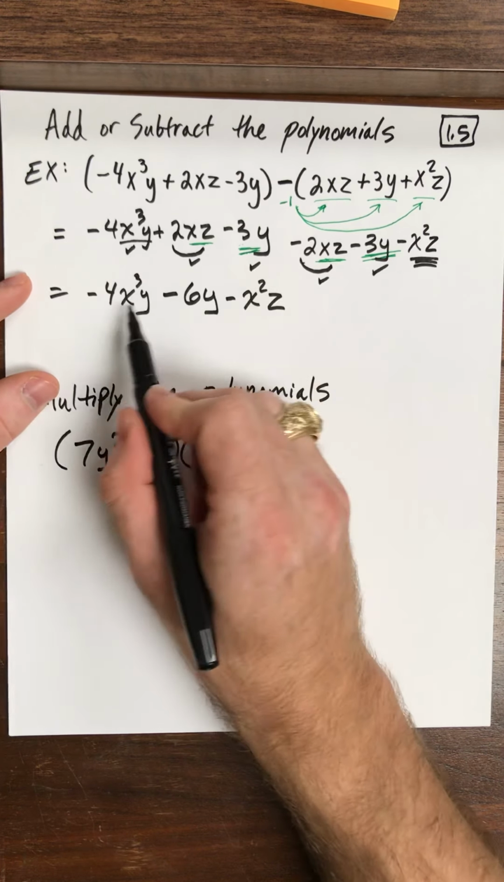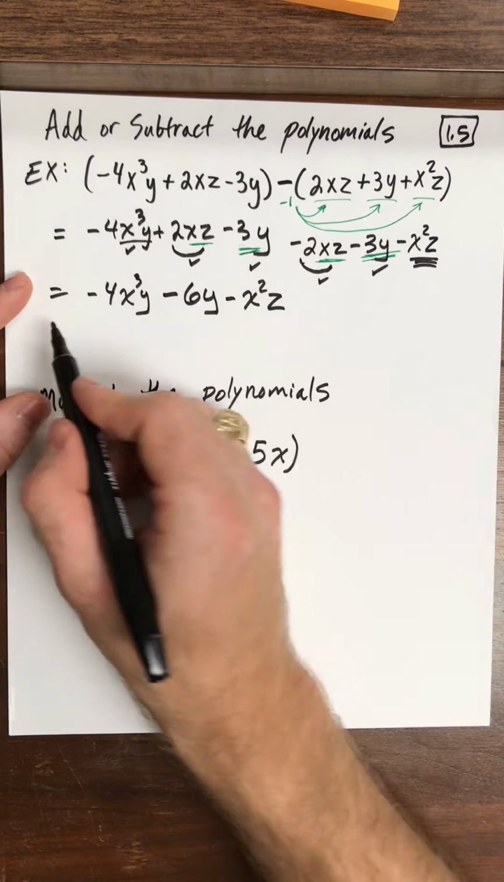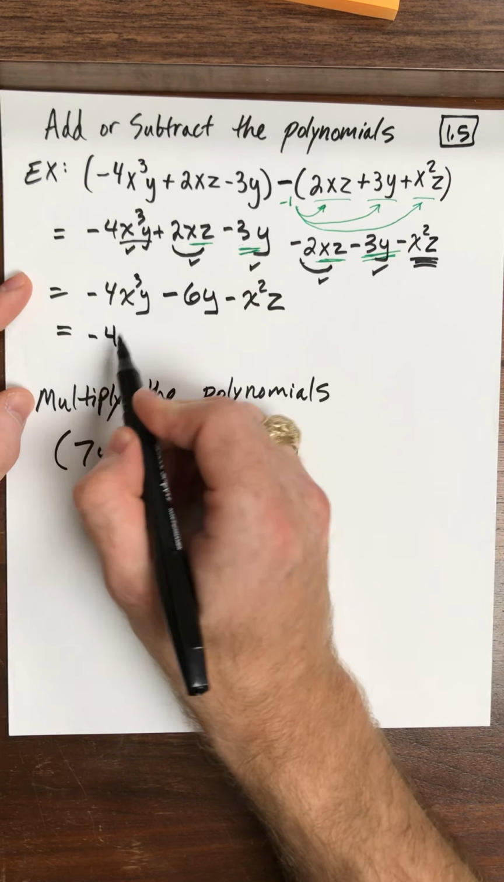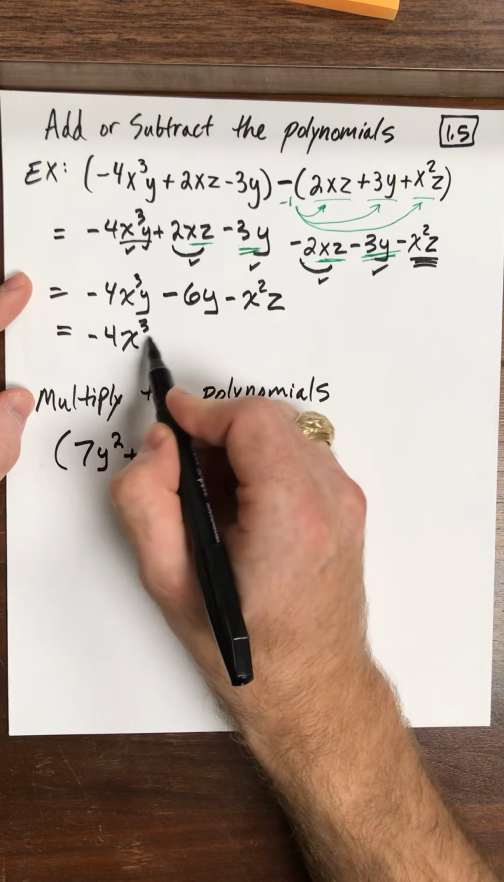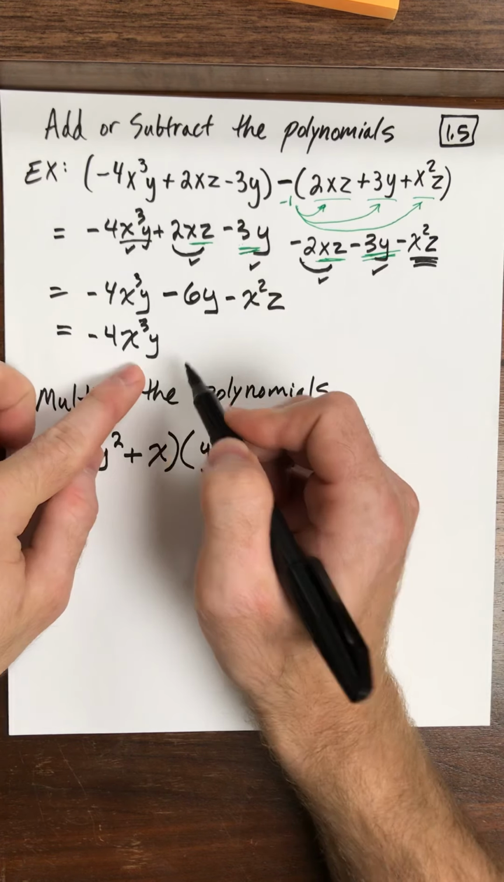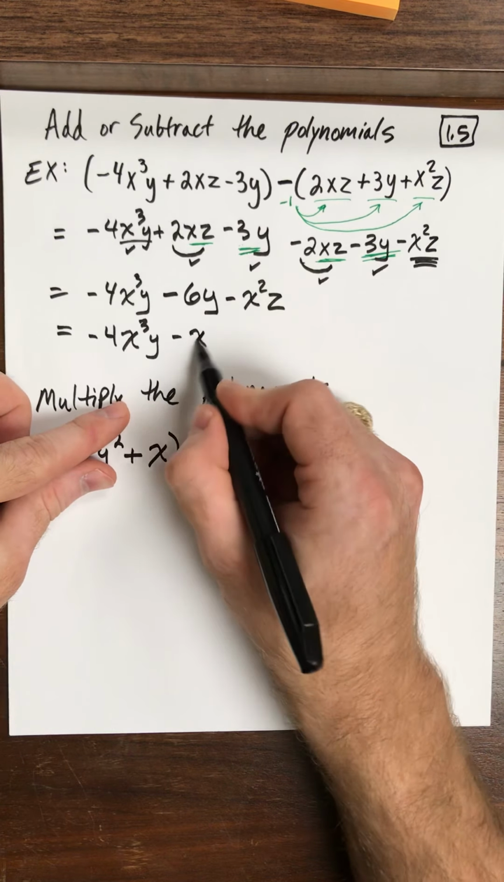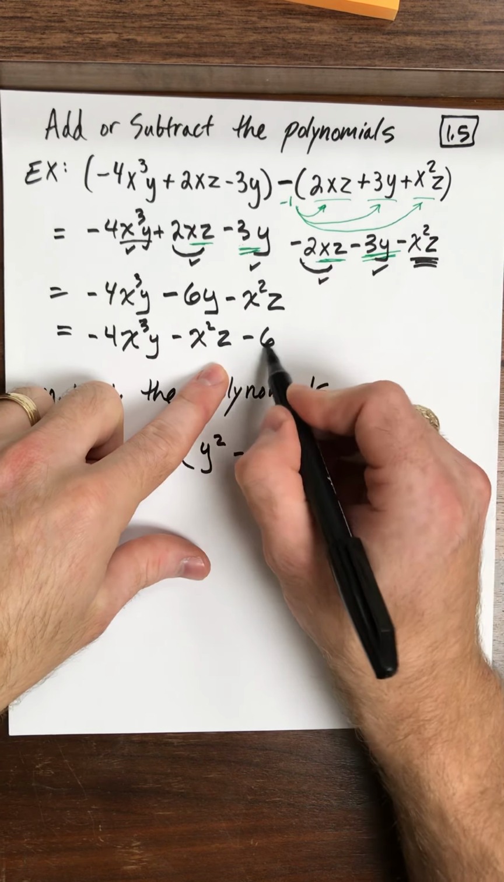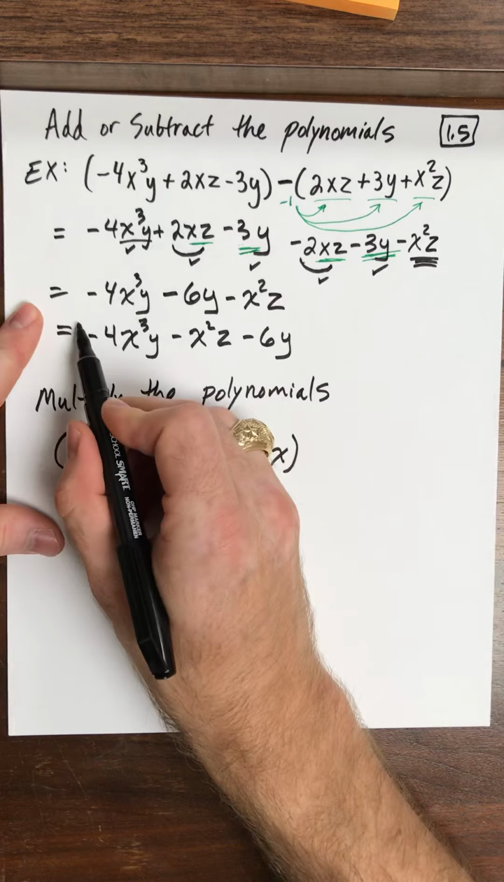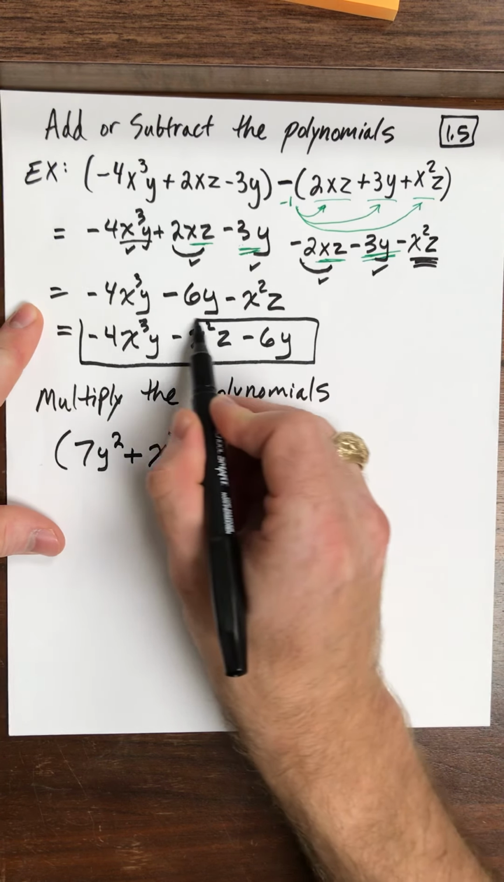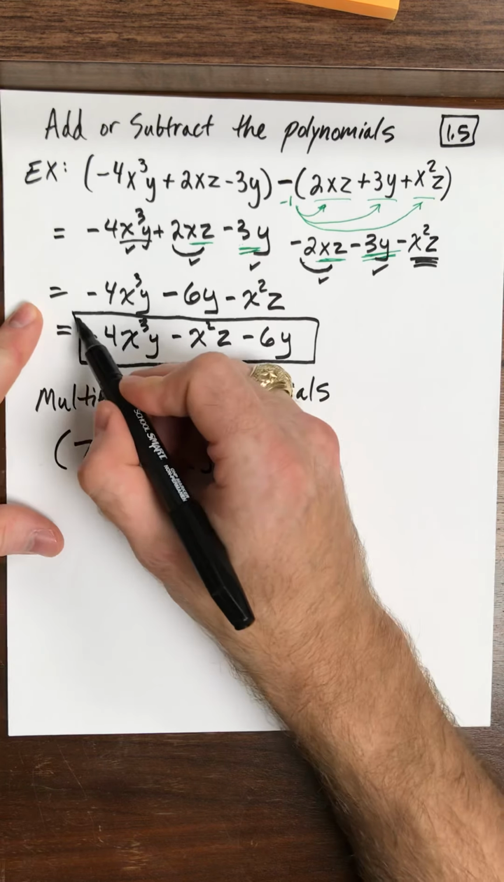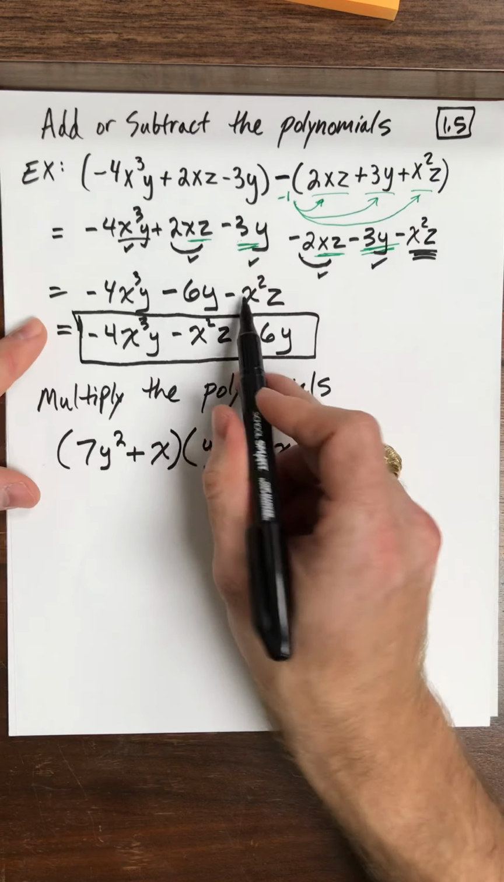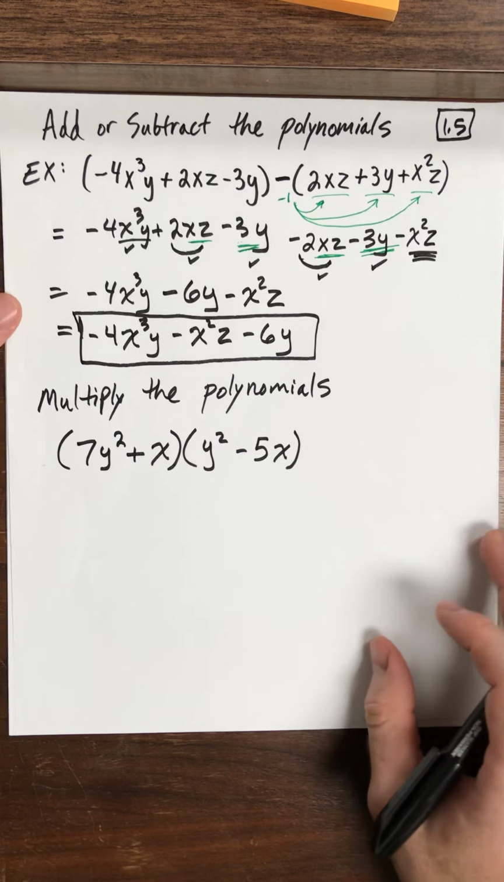If you wanted to, you could write this in descending order. That just means we're going to put the big guy first, x cubed y, that's a degree 4 term. And then the negative x squared z, that's a degree 3. And then last, the 6y. Unless you're asked to do this, I wouldn't worry about it. Typically on a test, we're just looking to get you to this point here, okay?